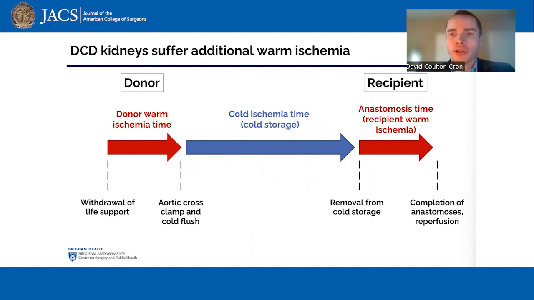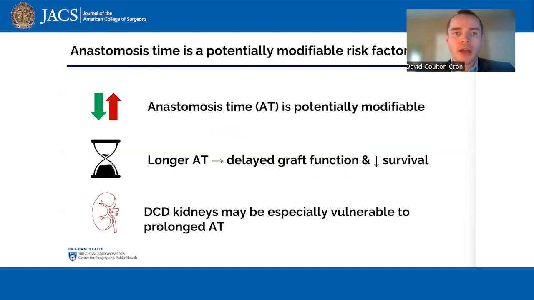Donation after circulatory death, or DCD kidneys, are already subject to warm ischemia in the donor. But another underappreciated component of warm ischemia time is the time required for anastomosis in the recipient. Anastomosis time is a potentially modifiable risk factor. Longer times have been associated with worse outcomes, but this has not been specifically studied in DCD kidneys, which may be especially vulnerable to prolonged anastomosis time, given the additional ischemic insult suffered in the donor.